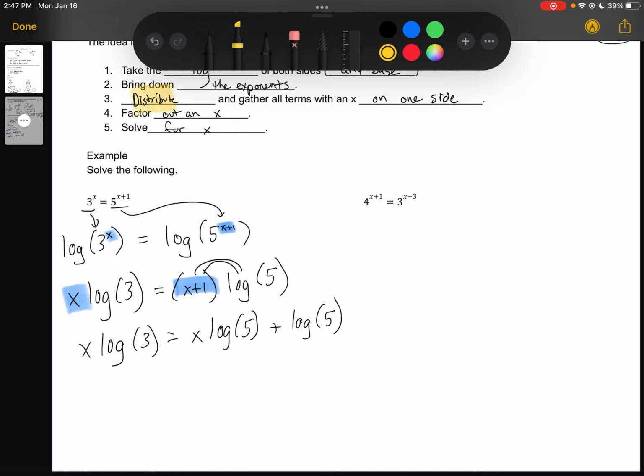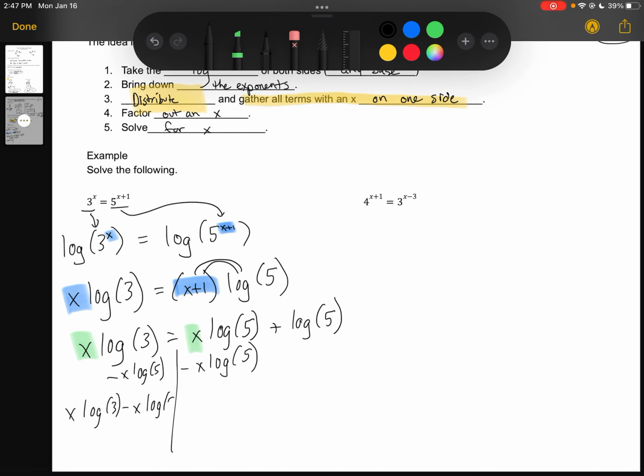So for step 4, it says we should, or sorry, we didn't even finish step 3. So we did distribute, but the second part is we have to gather all of our terms with an x on one side. So let's highlight these x's. There's 2 of them, so we've got to get both of those green friends together. So we can subtract this. And what we'll be left with is x times the log of 3 minus x times the log of 5. And then we just have the log of 5 on the right side.